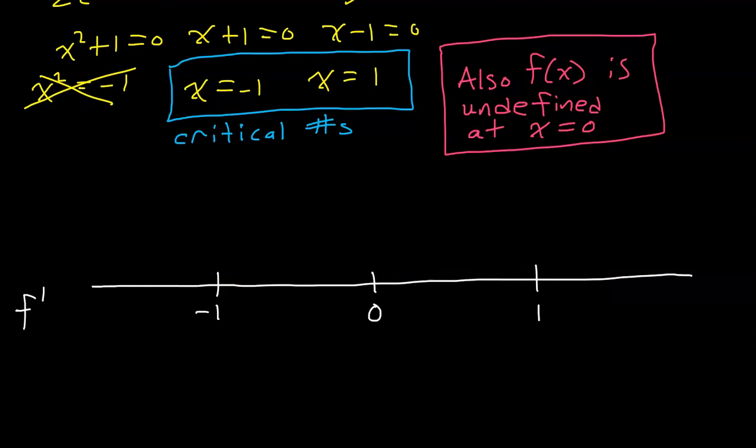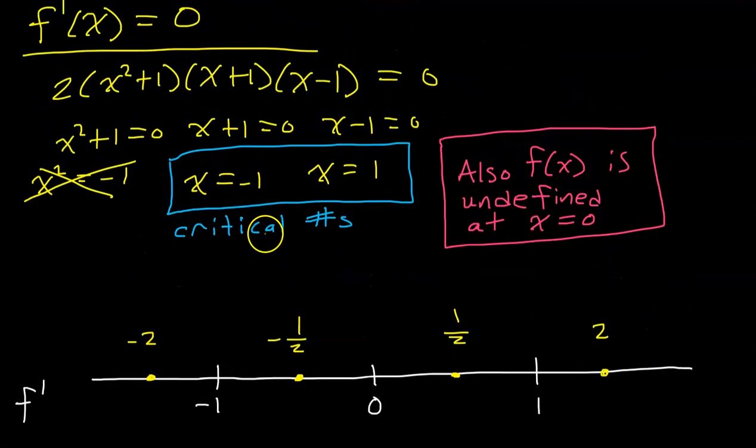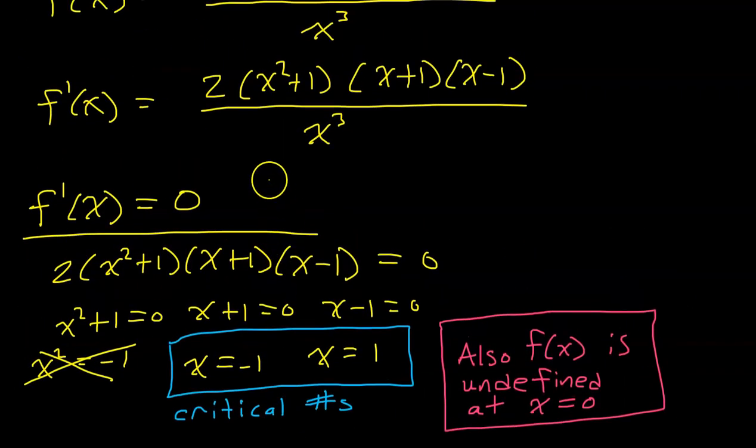We need to pick some test values. In this first interval, I think I will use negative 2. In this interval, I'm going to use negative 1/2. In this interval, I will use positive 1/2. And in this interval, I will use positive 2. So I need to use this expression for the derivative to do the test. All right, this is the first derivative test.